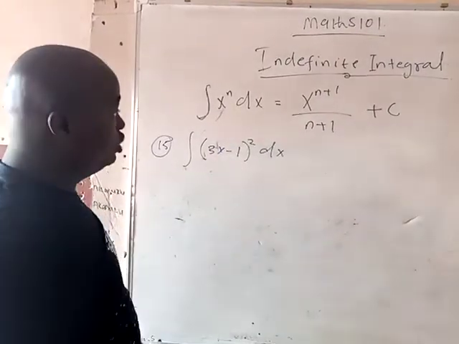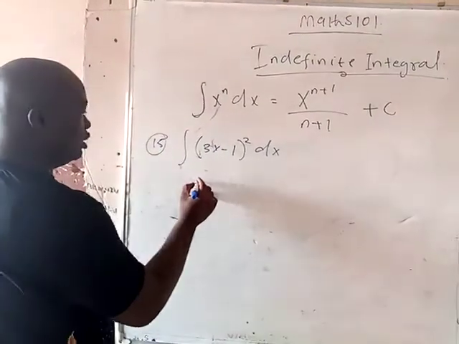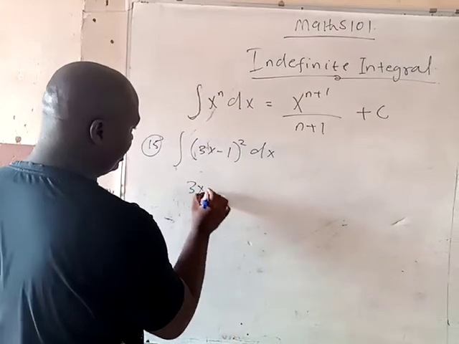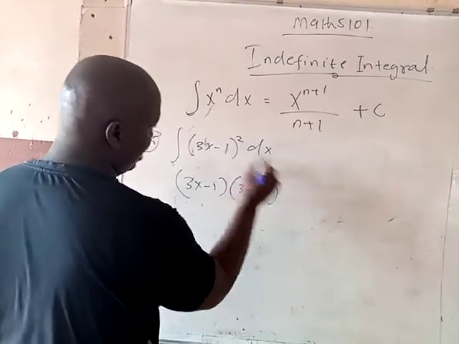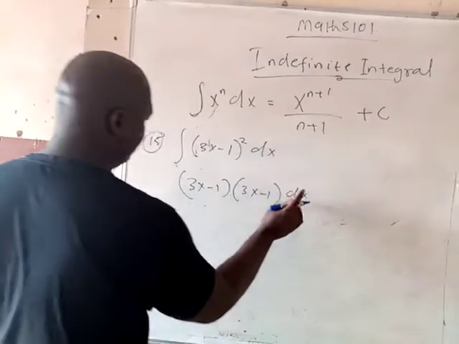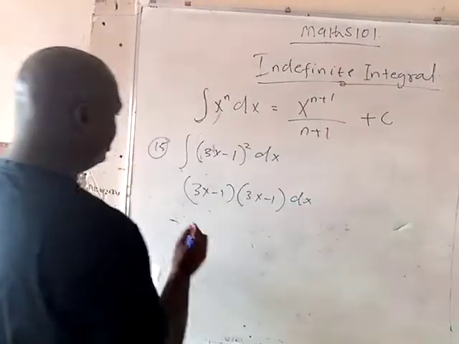Minus 1 raised to the power of 2. The best way for you to do this is what? You work on the bracket. So this is 3x minus 1, open bracket 3x minus 1, because we have square, right? Good. dx, right? Yes, dx.